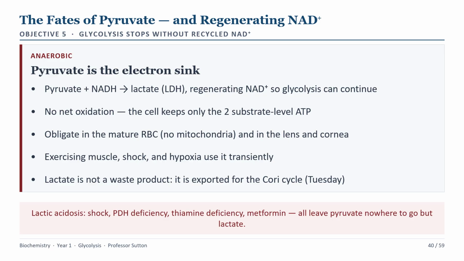This reaction is fully reversible, and the direction depends entirely on the NADH to NAD plus ratio and on the concentration of pyruvate, which is why a cell that becomes reoxygenated can run it backwards and recover the pyruvate. And in tissues where oxygen is plentiful, the same enzyme converts lactate arriving from elsewhere back into pyruvate for oxidation. And do not call lactate a waste product. It is exported to the liver, converted back to pyruvate and then to glucose, and returned to the muscle. That is the Cori cycle.